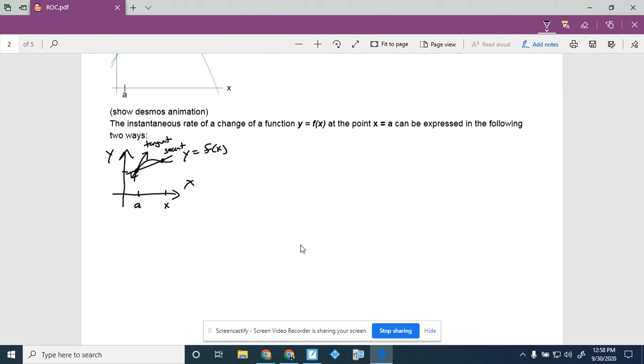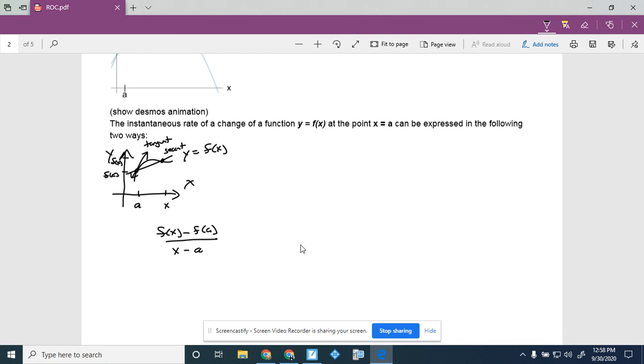That would mean that this Y value is f of A, and that this Y value here is f of X. So watch what I do. You're like, all right, we'll start with the slope of a secant line. You know how to do that. That's just going to be f of X minus f of A over X minus A.